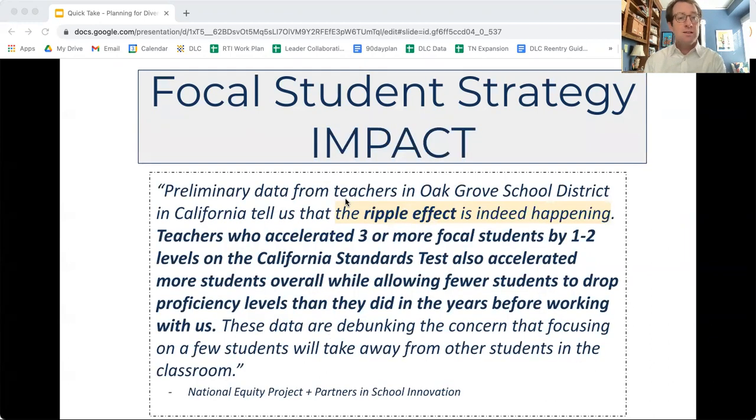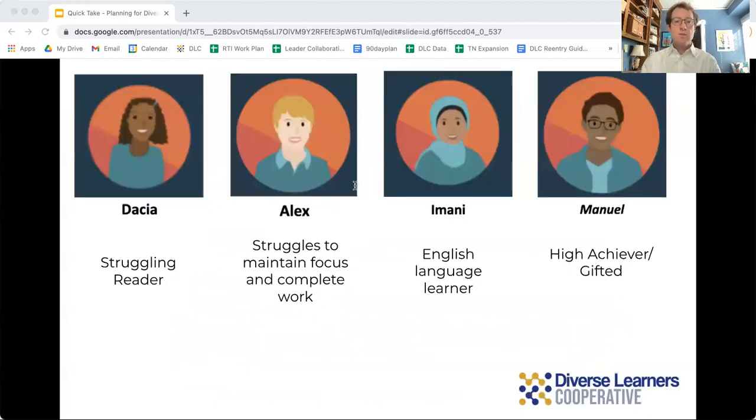So does it work? Well, there's some evidence from a school district in California called Oak Grove School District. The ripple effect is indeed happening: teachers who accelerated 3 or more focal students by 1 to 2 levels on the California Standards Test also accelerated more students overall while allowing fewer students to drop proficiency levels. So we know it works if it's done well.